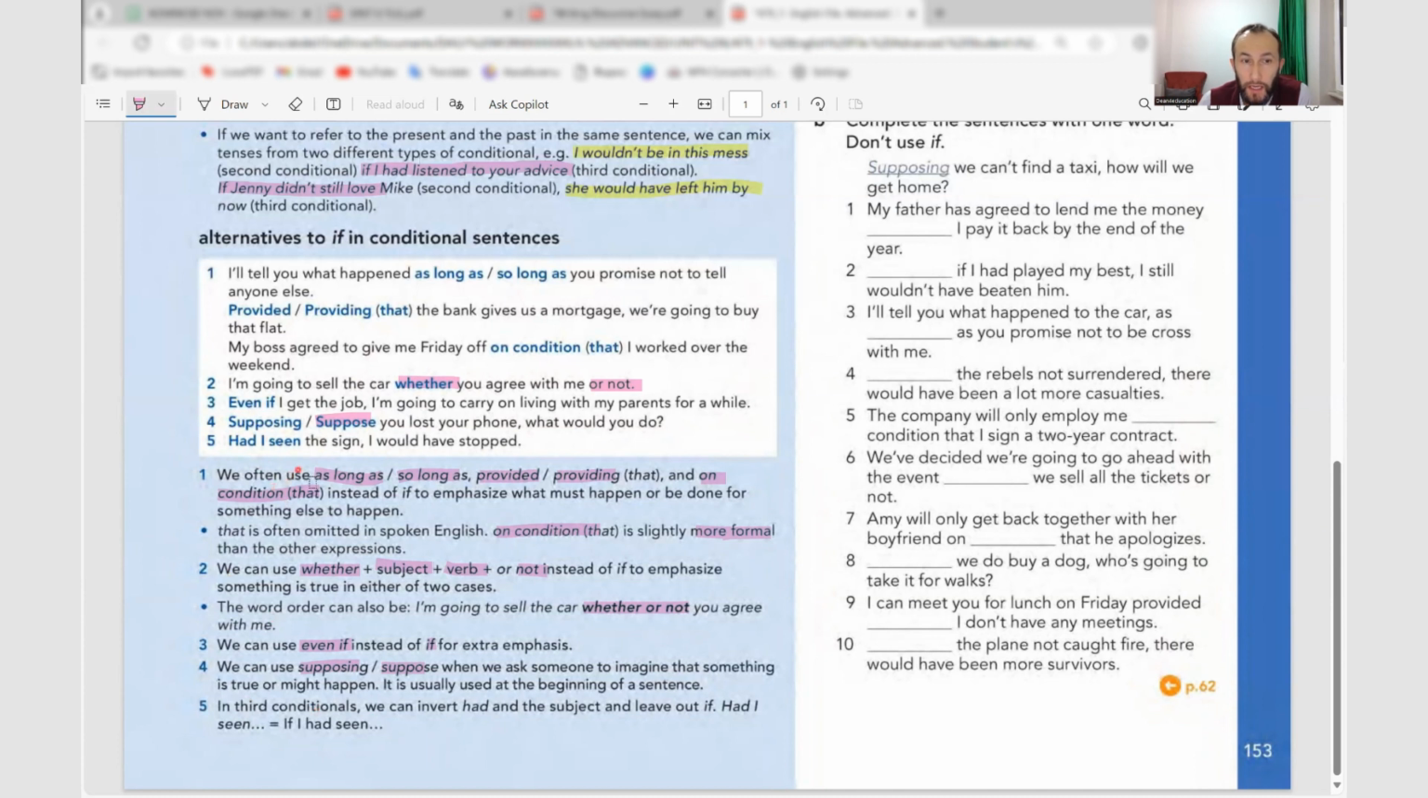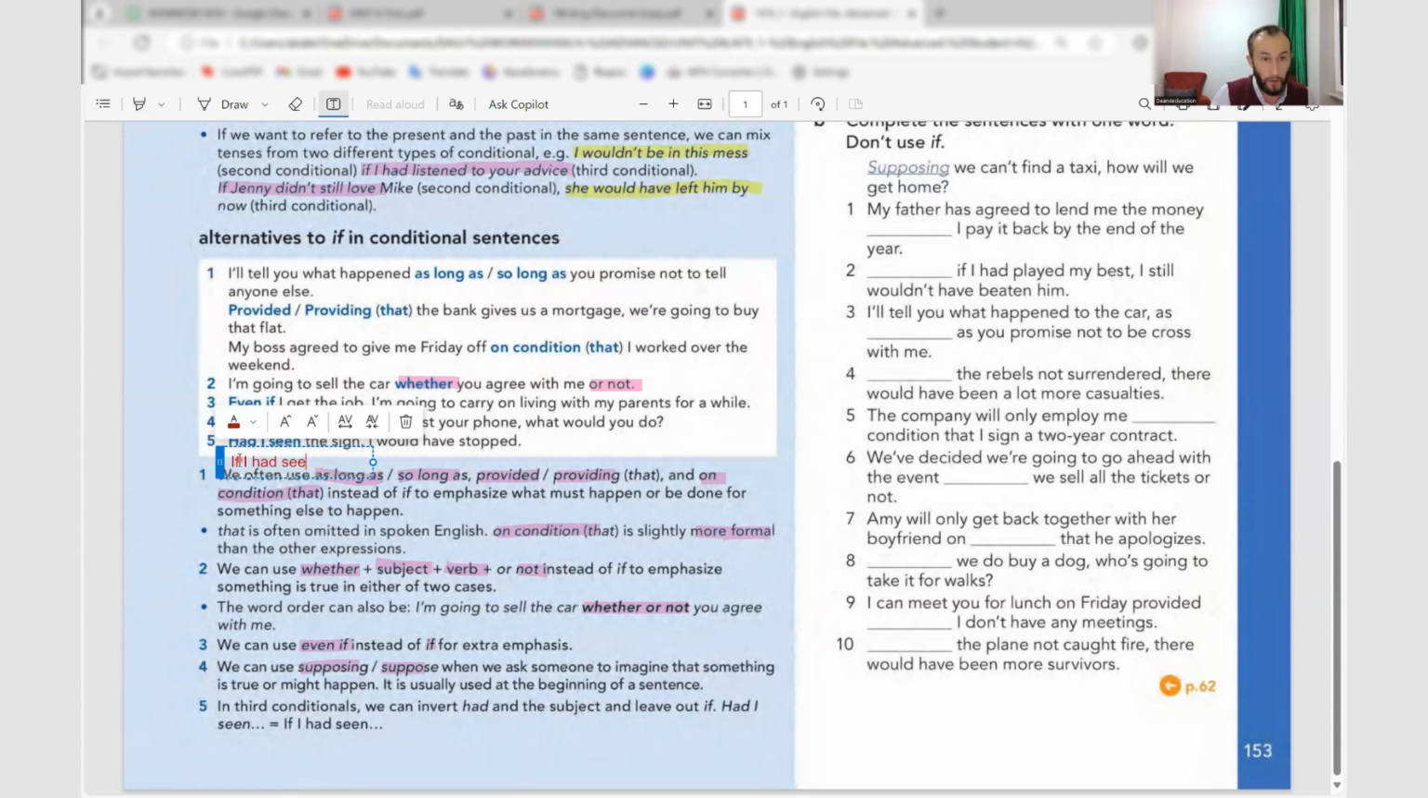Number 5 is a very good one. In third conditional, sometimes we can drop if. We can drop if, guys. So when we drop if, inversion happens. Had I seen the sign. This one, you should see the normal one. I'm going to write you the normal one now here. One second. Yeah, the normal one.